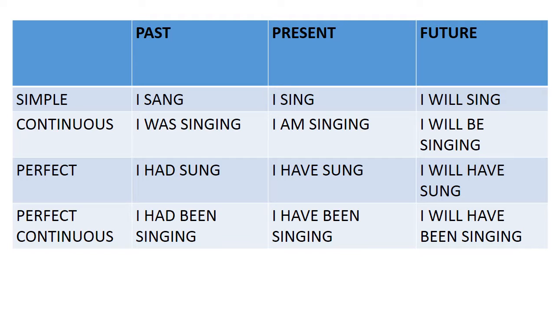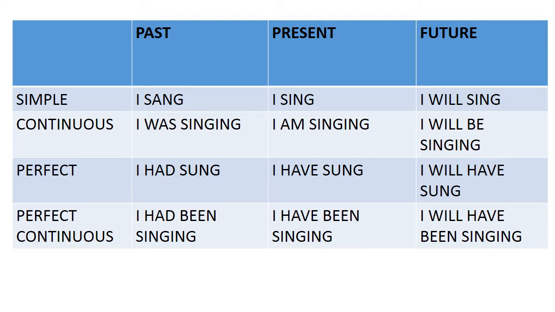Now here the main verb is sing. When it comes to simple past tense, the verb changes. Sing becomes sang and the sentence is I sang, which is a simple past tense. Sing remains sing when it comes to simple present tense and the sentence is I sing. In the simple future tense, will is added to represent the future tense and the sentence is I will sing, which is a simple future tense.